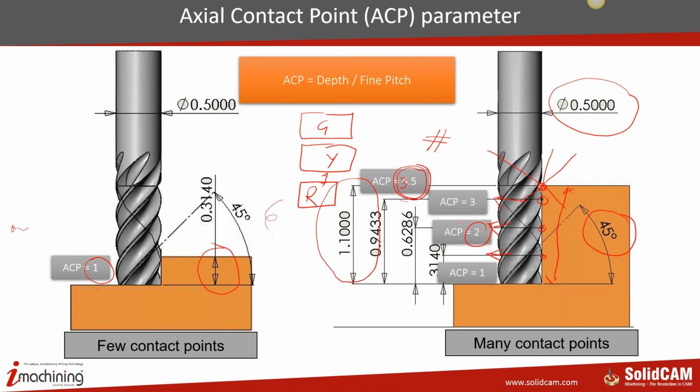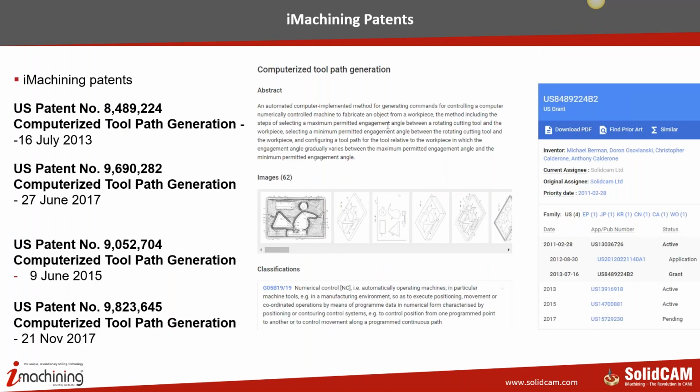So this is another very important feature of iMachining. It's called the actual contact point, but I call it a vibration and chatter prediction tool. All these things that I just showed you are actually patented. These are patented in the US, and I think it's a 100-year patent, and nobody else can copy this. This is the most important thing, that nobody can copy this, and it's very unique. That's why we say iMachining is the original. It's a unique thing that we have, and not just me, but our customers vouch for this.